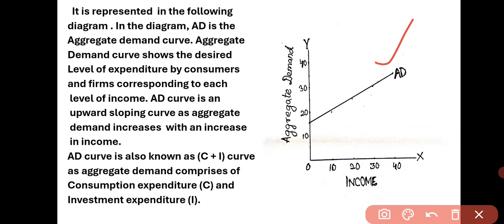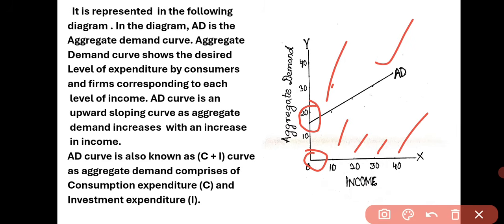You see here, when the level of income was zero, aggregate demand was 15 crore rupees, right. With an increase in income level to 10 crore rupees, 20 crore rupees, 30 crore rupees and 40 crore rupees, aggregate demand also increases from 15 crore rupees to 20 crores, 25, 30, 35 crores in this way. So the AD curve is an upward sloping curve.